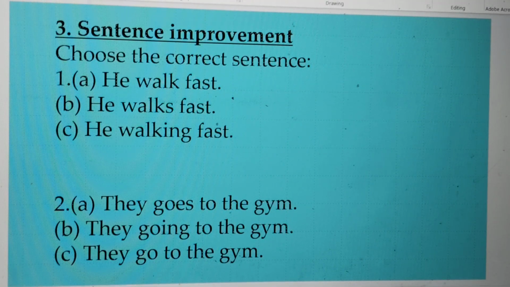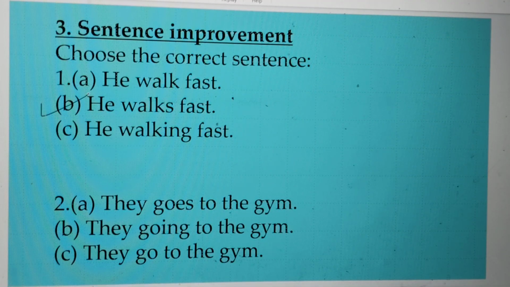So we have done almost everything here. So here it was right, and here this sentence was correct, the last one.